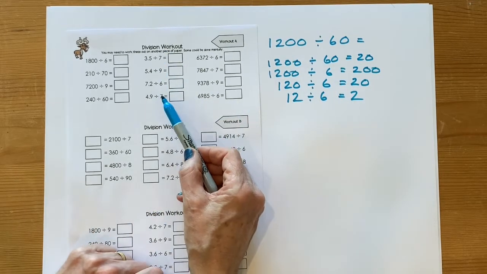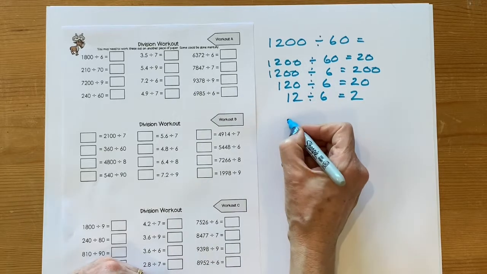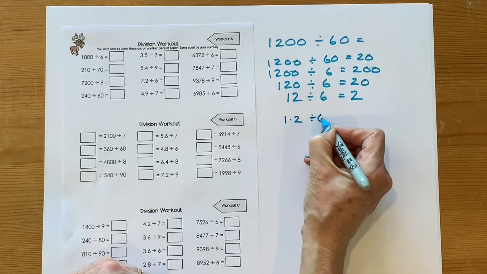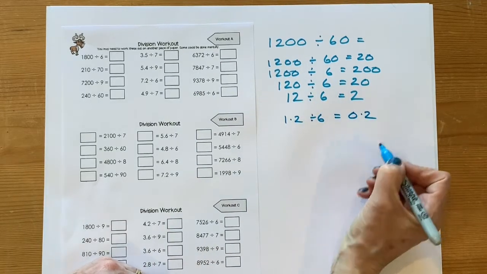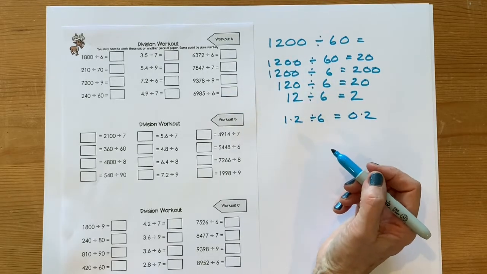The second column there, you're thinking about decimals. So you'll be thinking about 10 times smaller. So what if it was 1.2 divided by 6? Then it would be 0.2. And this last column here then is your written division methods.